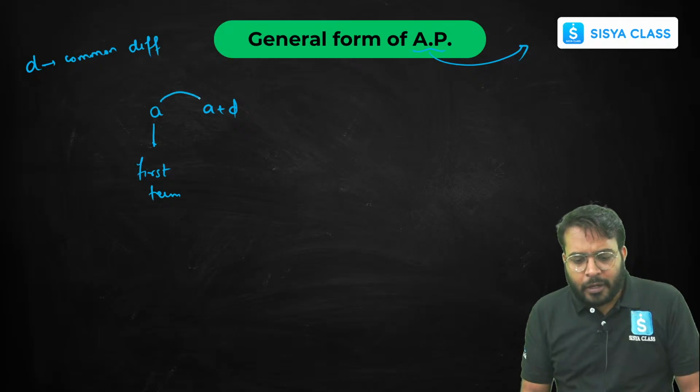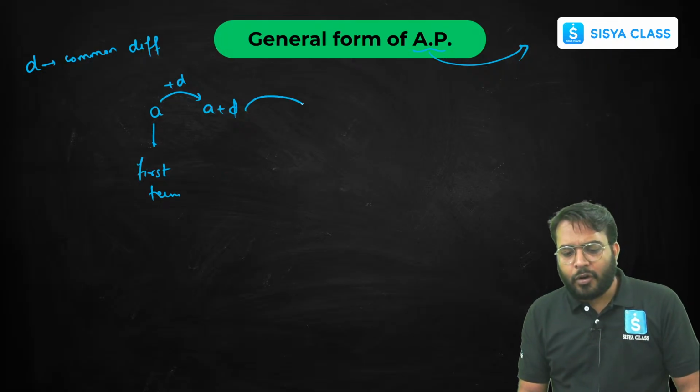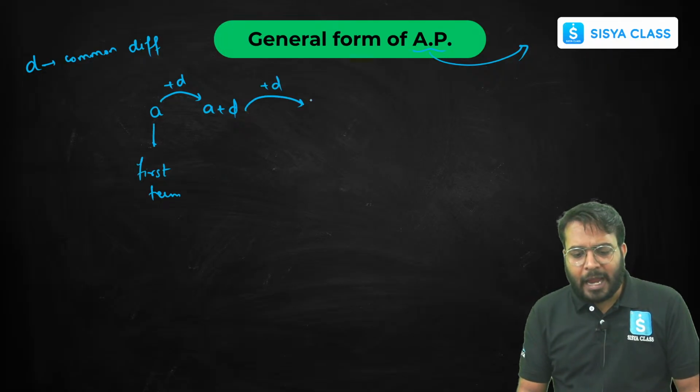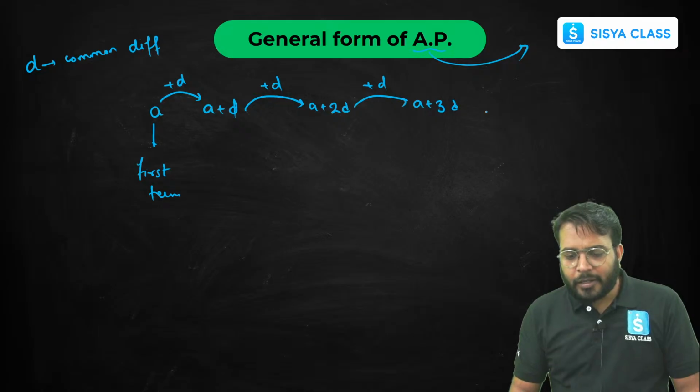What am I doing here? I am just adding the same common difference in order to get my next term. Again, to get the next term, I will add D, and I will get A plus 2D. To get the next term, again I will add D, and I will get A plus 3D. In the same way, it will go.